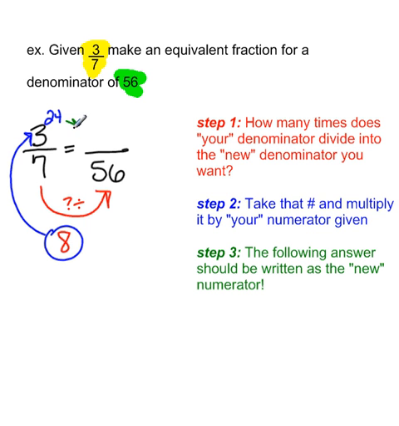What do we do with that? Step 3 says the following answer should be written as the new numerator. So that 24 goes right here, and this is our equivalent fraction. Remember, equivalent fractions are fractions that mean the same thing, that represent the same thing, but are just written differently.